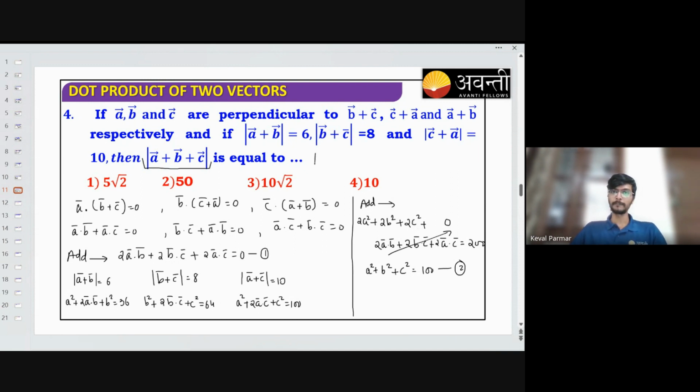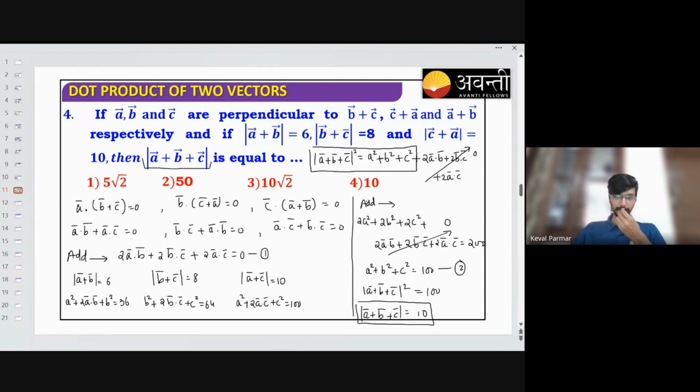Now, if you remember the formula, I need to find the modulus of A vector plus B vector plus C vector. So, what is the square of A vector plus B vector plus C vector? It is A square plus B square plus C square plus 2A vector dot B vector plus 2B vector dot C vector plus 2A vector dot C vector. Now, this all is 0. Why? From equation number 1. So the square of A vector plus B vector plus C vector is 100. So, what is the mod of A vector plus B vector plus C vector? It is 10. Simple. This is my answer. Which option is it? Option 4.